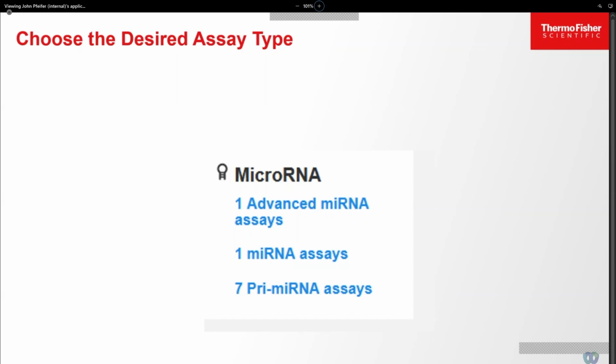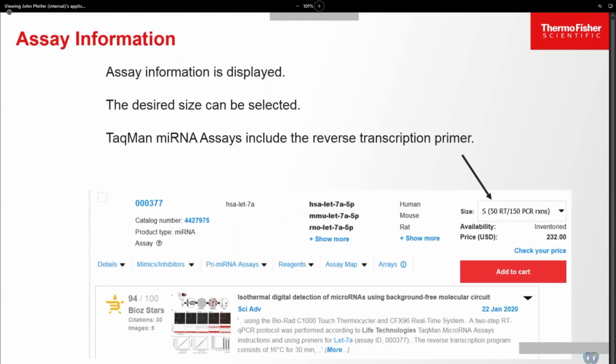Very often you may find multiple assays for that particular sequence. As you see here, we have an advanced assay, one TaqMan microRNA assay, and 7 primaries. So choose the assay type that you wish. In this case, choose the TaqMan microRNA assay. The default size of the assay is small. There's a little S, I don't know if you see that there on the right. But we can change that. We have different sizes. And it's showing you that you're going to get 2 tubes. There's the RT, that's the reverse transcription primer tube, and then the PCR, that's the 2 primers and TaqMan probe tube.